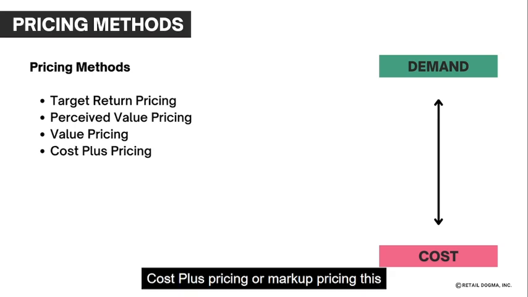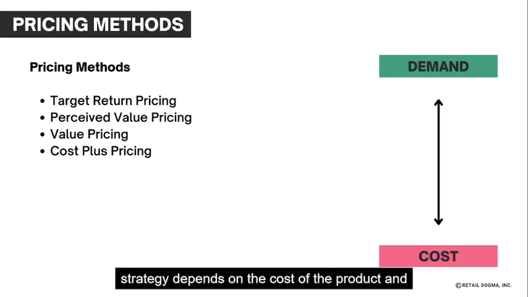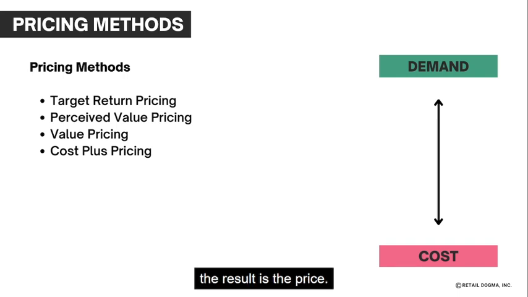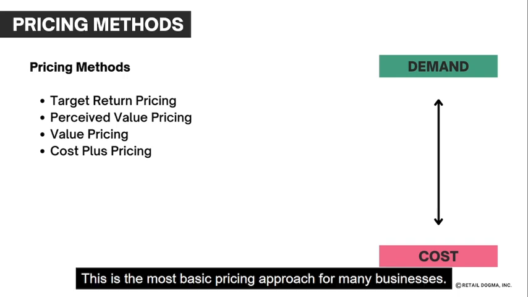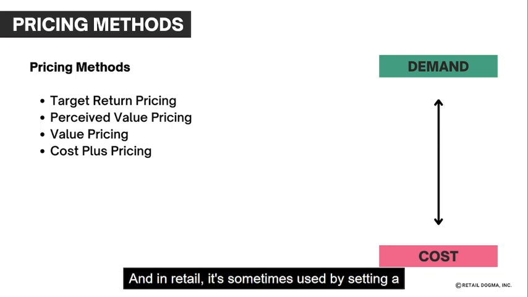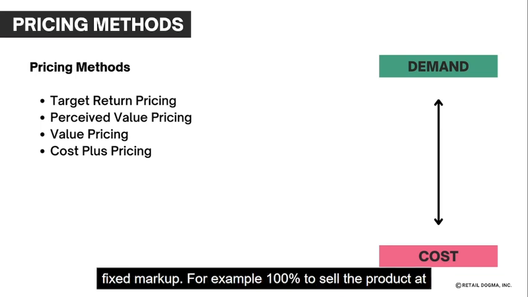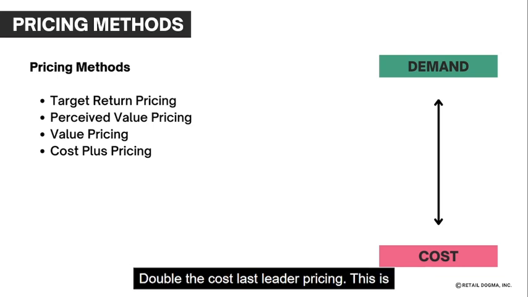Cost plus pricing or markup pricing. This strategy depends on the cost of the product, and usually a fixed markup is added to any product and the result is the price. This is the most basic pricing approach for many businesses, and in retail it's sometimes used by setting a fixed markup, for example 100%, to sell the product at double the cost.